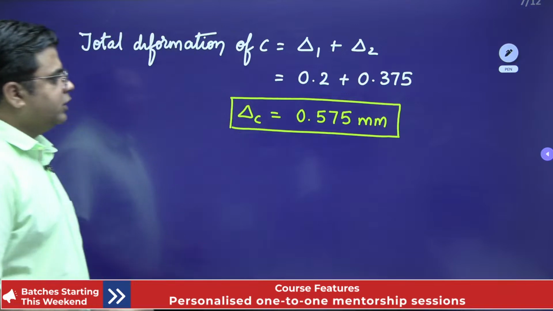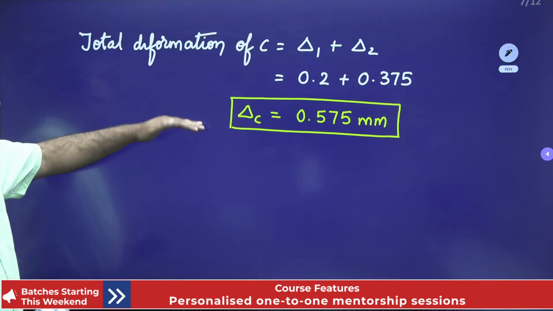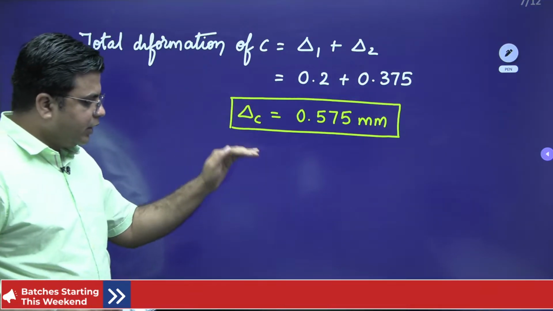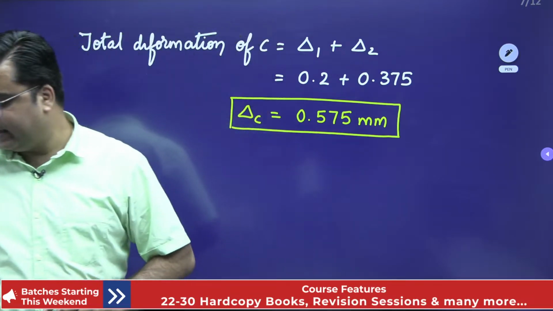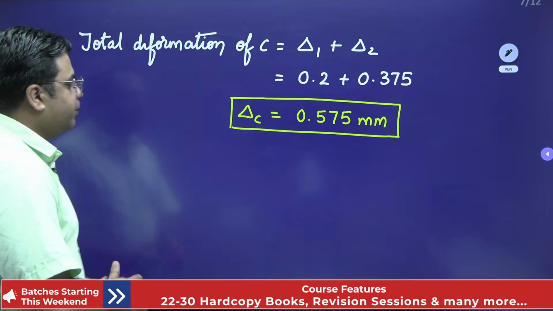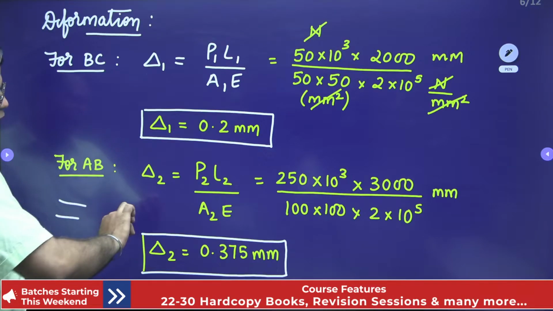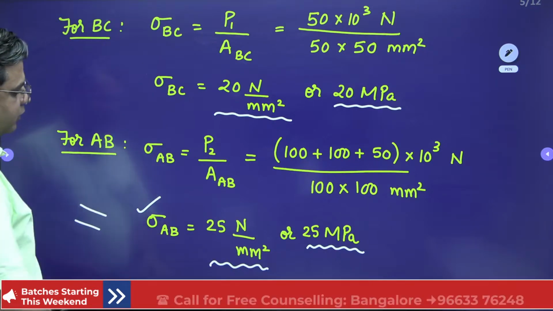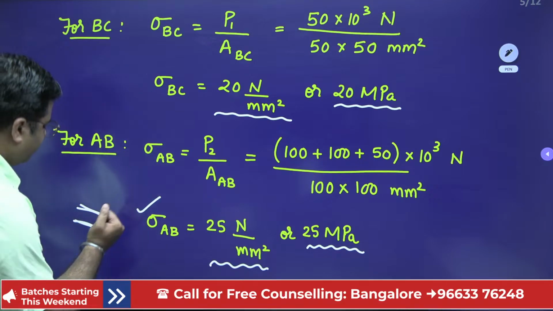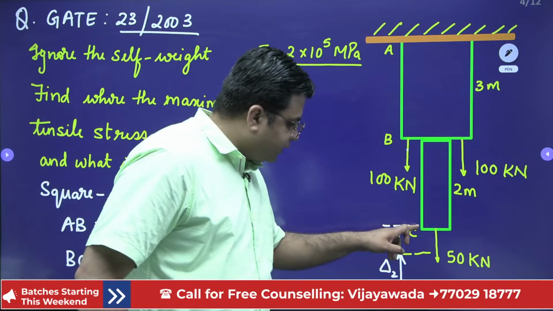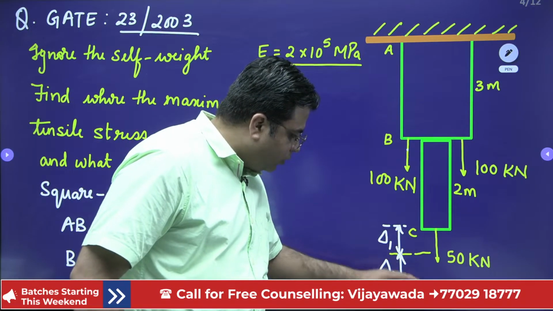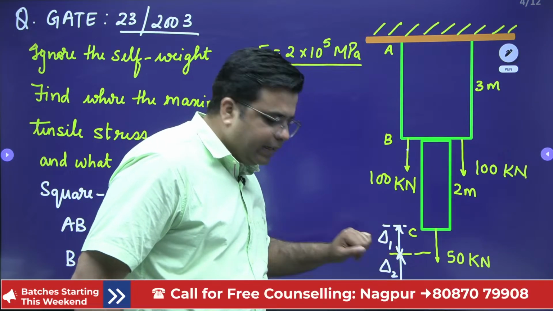Okay, so this is the net change in length, or the net amount by which the point C will come down. If you come back to this question and observe it carefully, C will come down by the amount of delta 1 plus delta 2.